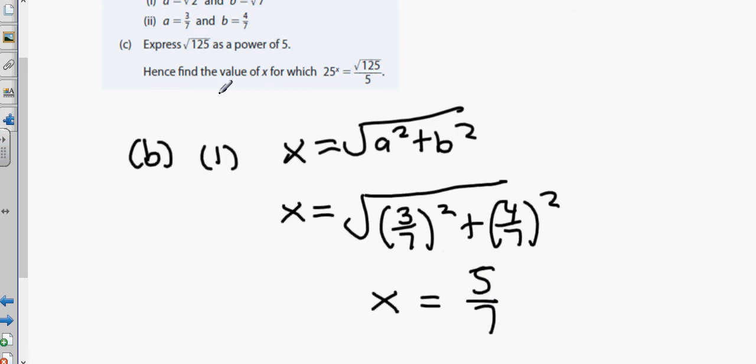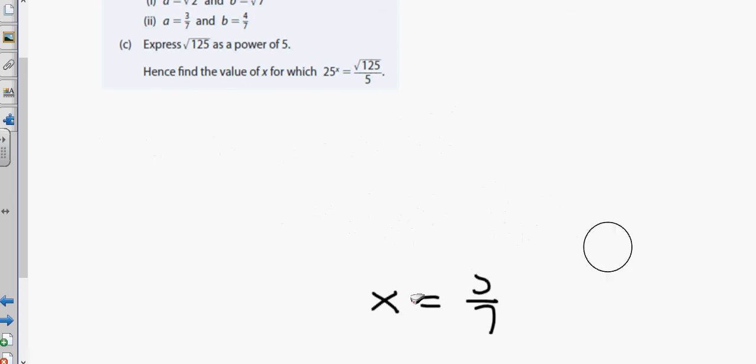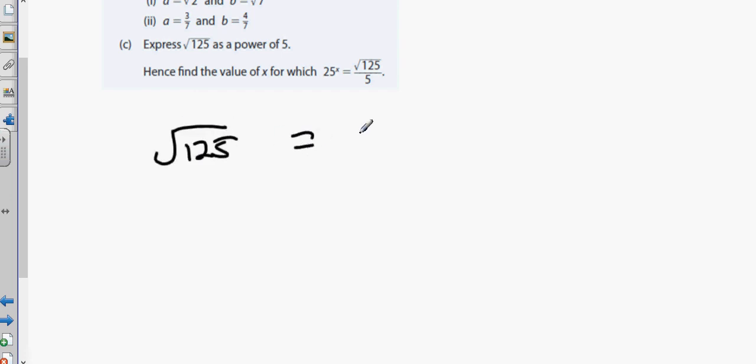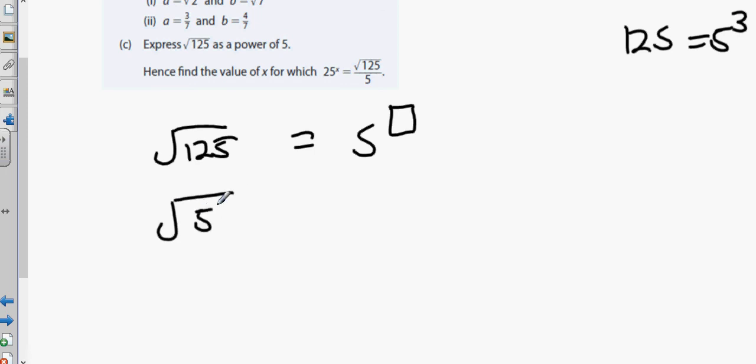Okay, part C. Express square root of 125 as a power of 5. So what is root 125? We've got to turn this answer into 5 to the power something. What we know about 125 is it's the same thing as 5 cubed. We did it earlier. It takes 5 multiplied by itself 3 times to make 125. So now what we have is the square root of 5 cubed. The square root sign of any number is the same thing as that number to the power of a half.